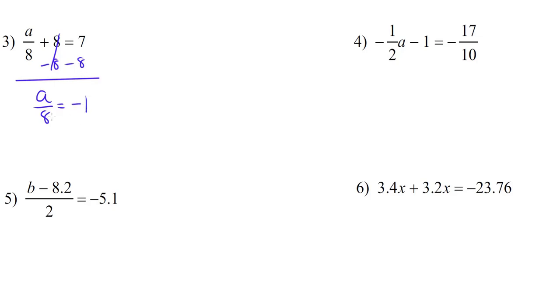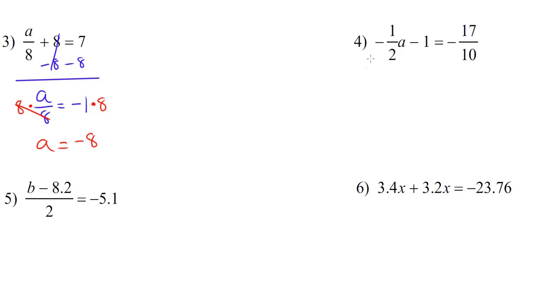Now we need to undo multiplication or division. A is being divided by 8, so in order to undo that, we're going to multiply both sides by 8. On the left-hand side, the 8's cancel out, leaving us with a. And on the right-hand side, negative 1 times 8 is negative 8.